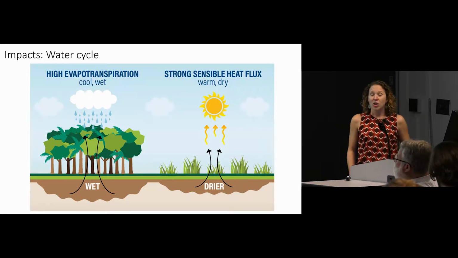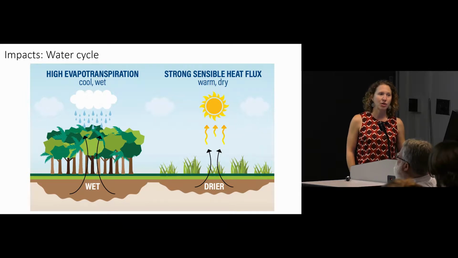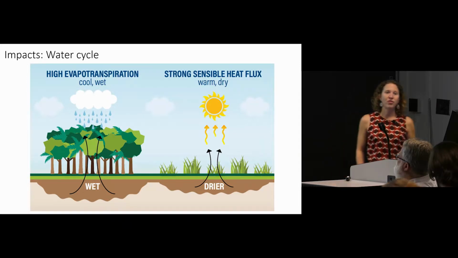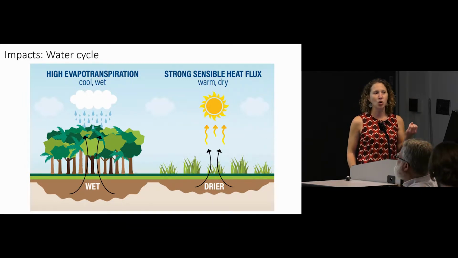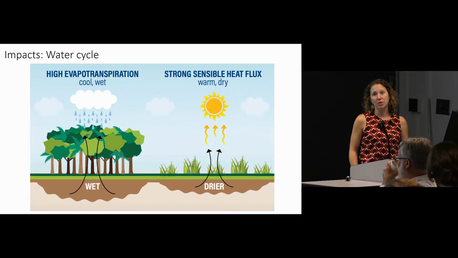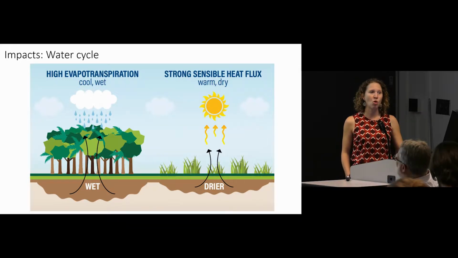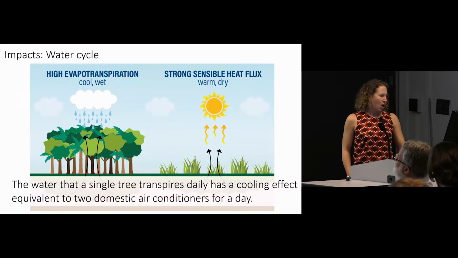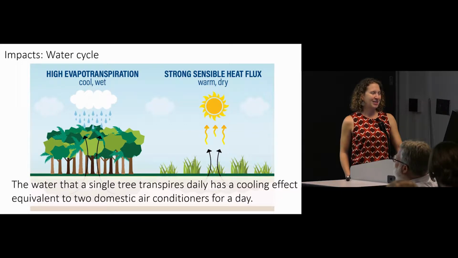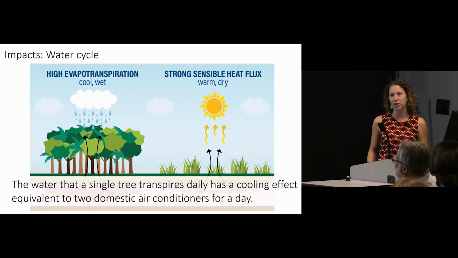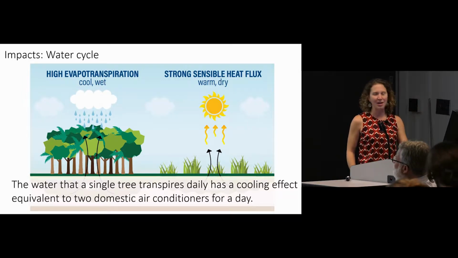This is the effect of shade and also the effect of transpiration by trees that remove energy from the surroundings. And what we find also in terms of rainfall is that trees act like a pump that will recycle water and get it back to the atmosphere, contributing to increased precipitation and more stable precipitation. So as we are feeling more the effect of climate change, forests can play an important role in water cycling. One interesting comparison is that a single tree transpires daily, with a cooling effect equivalent to two domestic air conditioners for a day. This was an evaluation presented recently by a researcher from Yale.